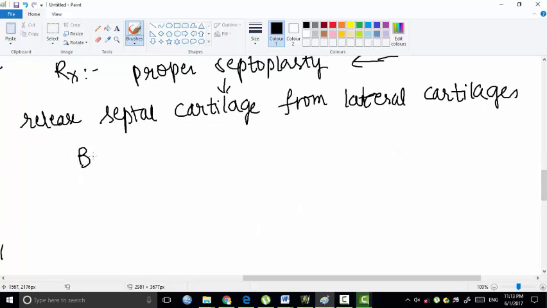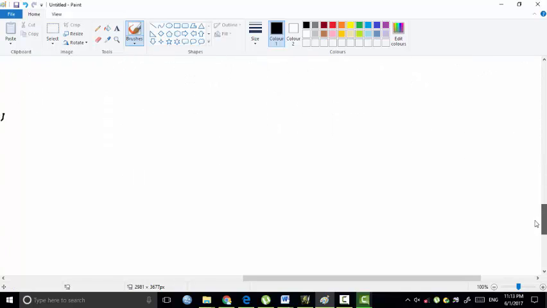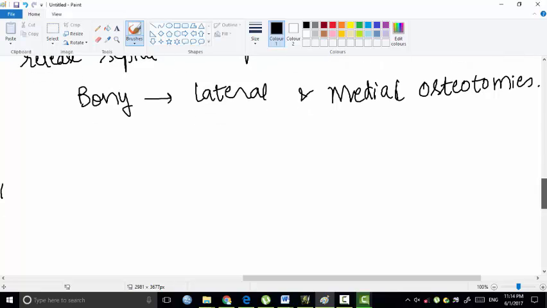If the lesion is bony or both, this is if cartilaginous. If it's bony, what happens? If it's bony or bony plus cartilaginous, then you should do lateral and medial osteotomies, right? Fine. So now these are the different techniques and the deviations of the nose and external deformities of nose.